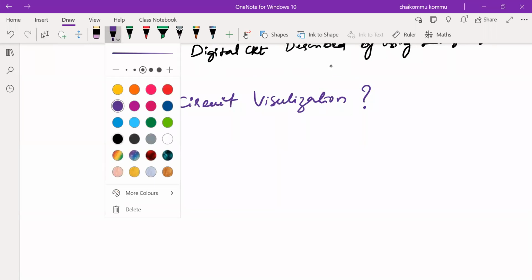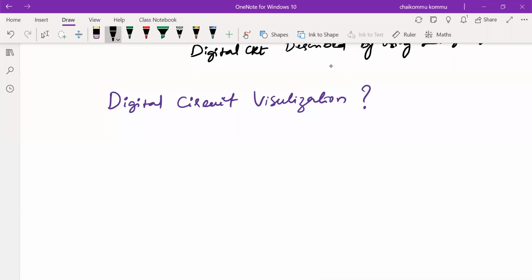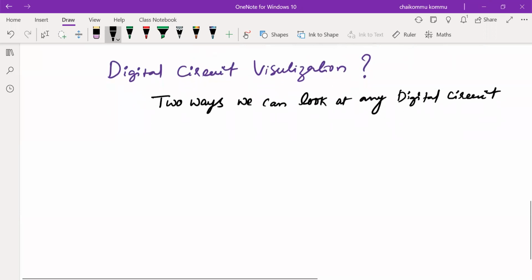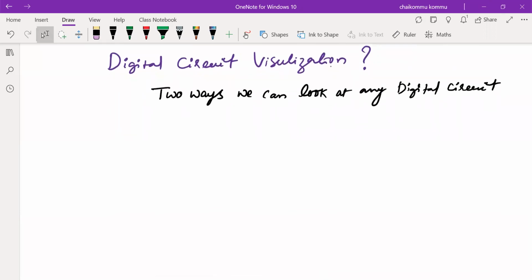Generally there are two ways we can look at any digital circuit. For example, consider we have a black box, something like this. Consider this is a digital circuit.